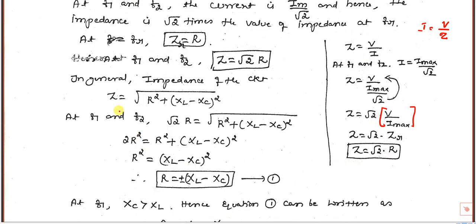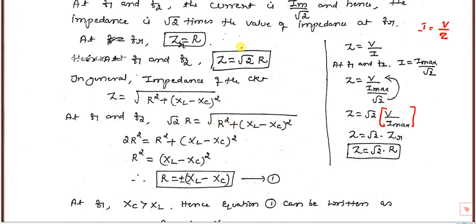So that is now, in general, the magnitude of Z is given by root of R square plus XL minus XC whole square. At f1 and f2 we know that Z is equal to root 2 times R. Okay, at f1 and f2 the Z value is replaced by root 2 times R, which is equal to root of R square plus XL minus XC whole square.